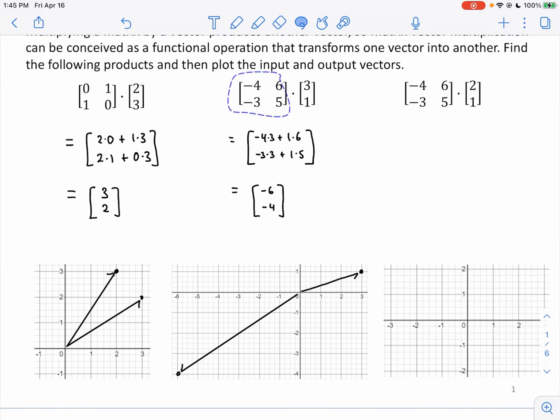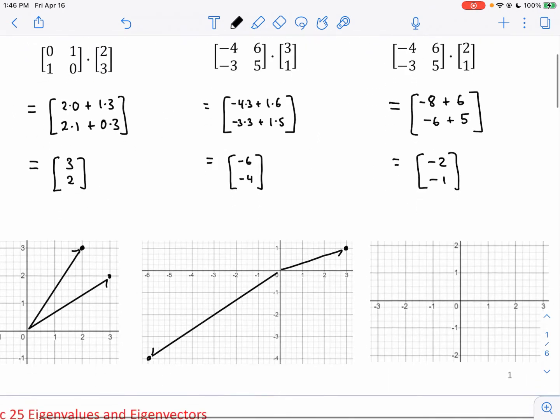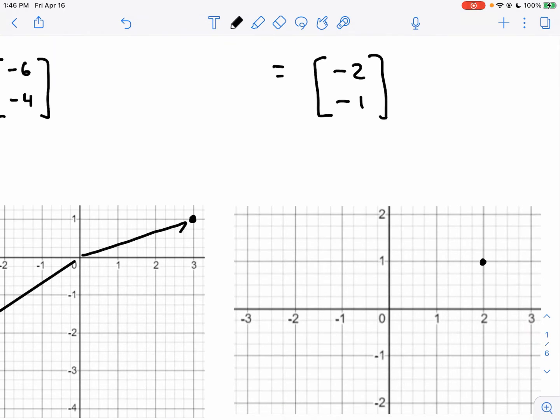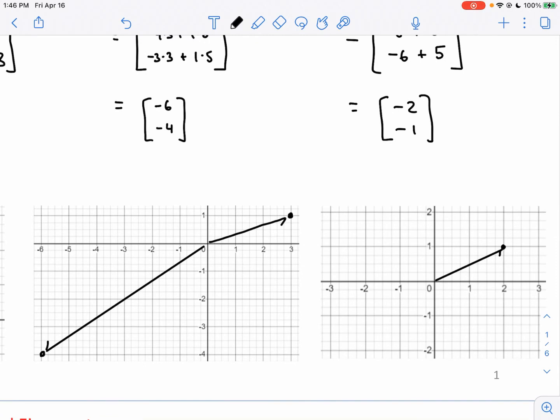Now let's keep this exact same matrix in our last example, but multiply it by 2, 1 instead and see what happens. So we do 2 times -4. 2 times -4 is going to be -8, and then plus 1 times 6. That's the top entry, the first entry, the 1, 1 position. Now the 2, 1 position will be 2 times -3 is -6, and then add that to 1 times 5. This is the resulting vector, and it simplifies to -2, -1. So when you plot both of these, the 2, 1 vector was right here. This was our input vector. And multiplying by this matrix, 2, 1 was turned into negative 2, negative 1.